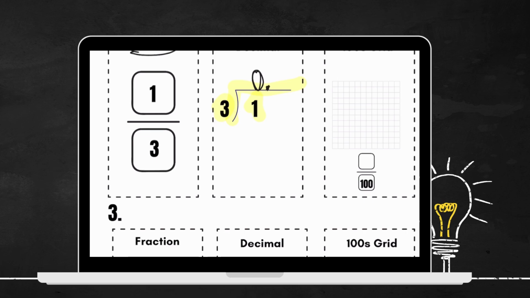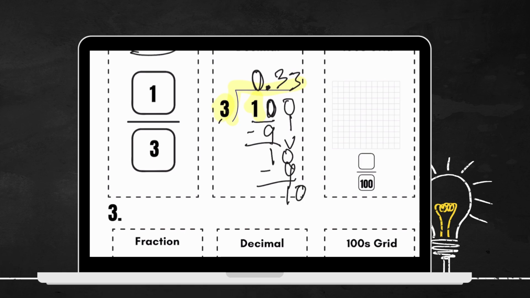So I put a 0 and my decimal point, drop in another 0. 3 goes into 10 3 times. 3 times 3 equals 9. 10 minus 9 is 1. 3 can't go into 1, so I add in another 0, and I have 10 again. So I say 3 goes into 10 3 times. 3 times 3 is 9.